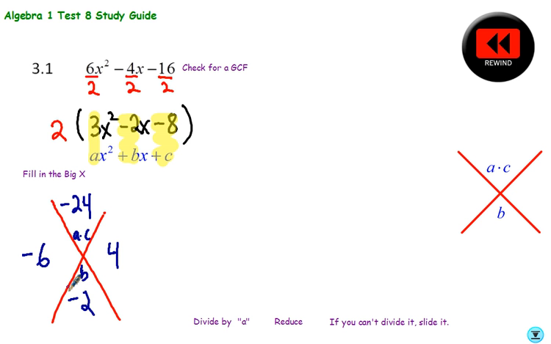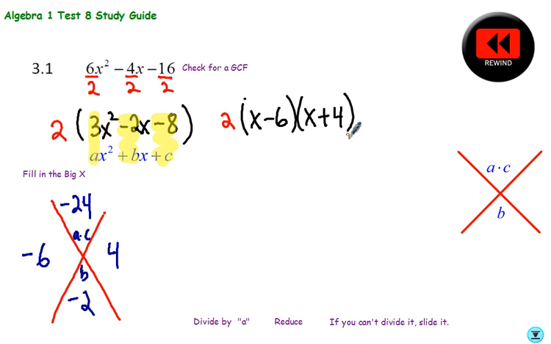Right, so those numbers match. And now what I'm going to do is take those numbers and print those in parentheses. I still have that 2 out front as my greatest common factor. And then I'm going to take the other two numbers that I got from the big X. So I'd have x minus 6 and x plus 4.